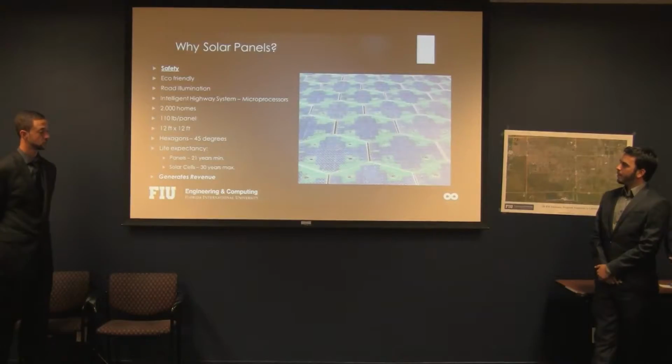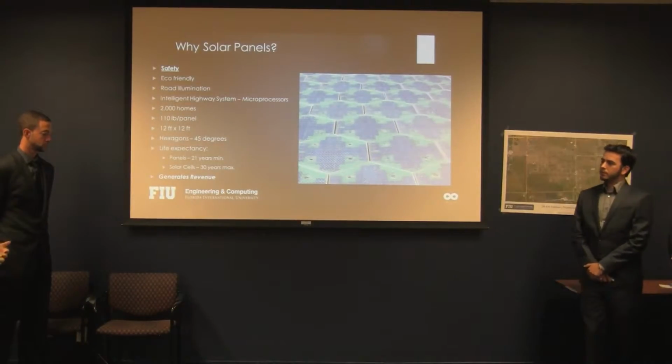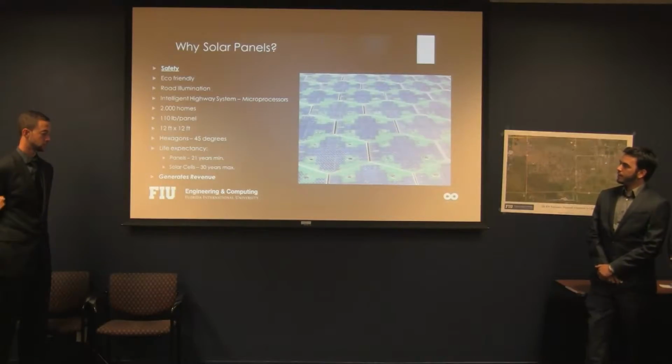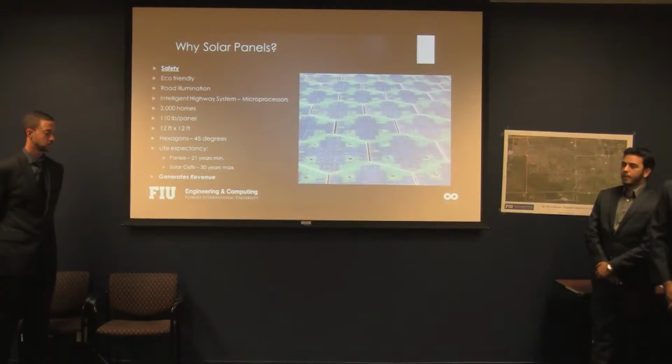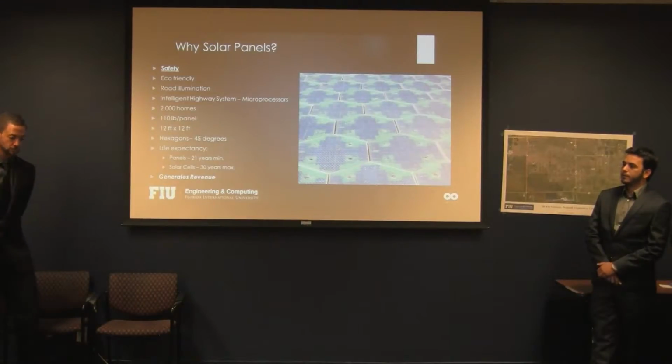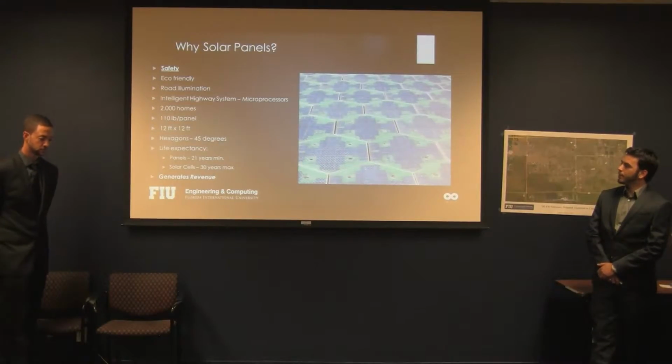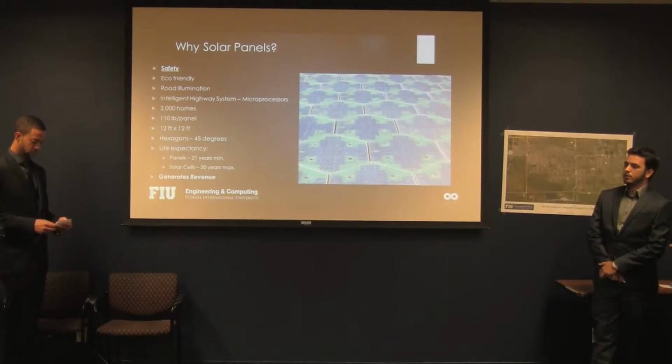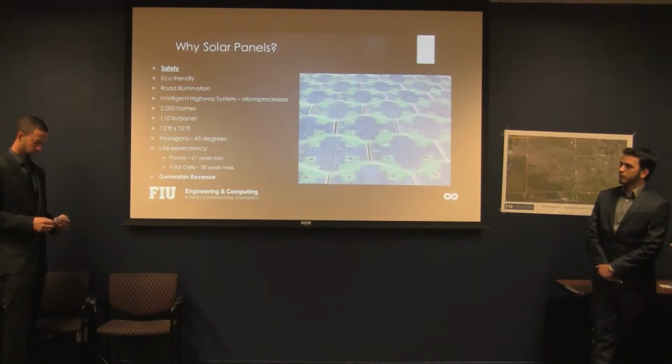So you might ask, why solar panels? Well, as engineers, our main concern is safety. They're very safe. We'll explain later. The solar panels are very eco-friendly, and they provide road illumination during the daytime and during the nighttime. It also provides this intelligent highway system, which is referred to as microprocessors. They're small, tiny computers that are installed inside every single panel, and they connect with each other, and also with the main powerhouse. Eventually, we hope to be able to power 2,000 homes.